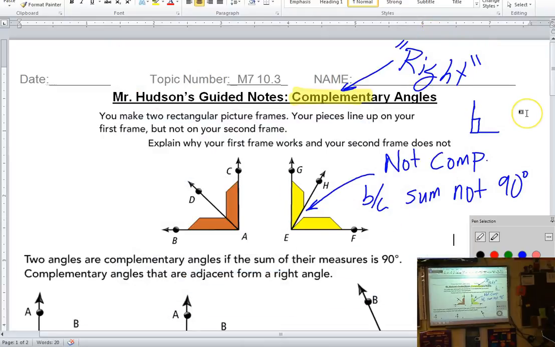All right. So complementary means right, they add up to 90 degrees together.